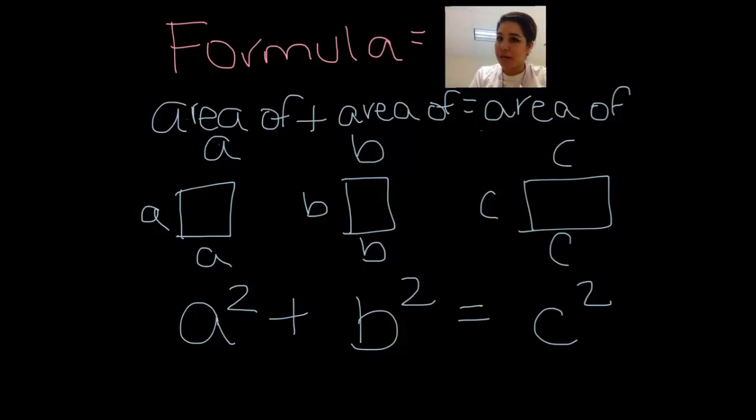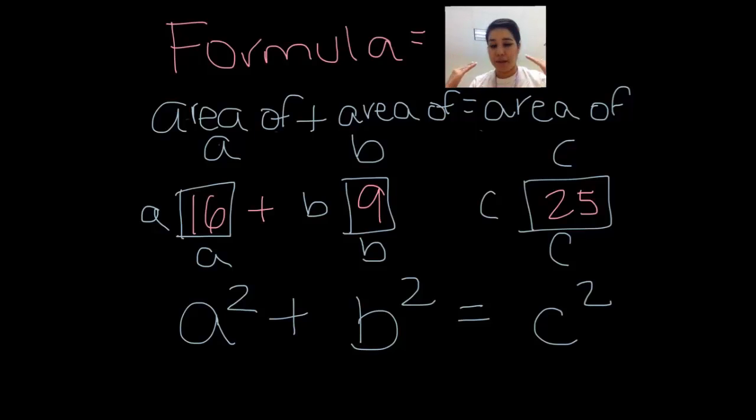Okay, so I hope you were able to find some sort of relationship. The relationship that I saw is that if you added the areas, 16 and 9, you ended up with the area of square C. Way back when they figured out this formula, they tried a bunch of different right triangles, and they noticed this relationship happen every single time there was a right triangle. So that's how the Pythagorean Theorem came to be.